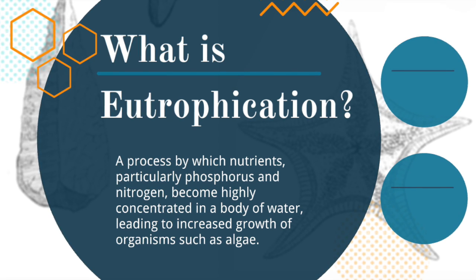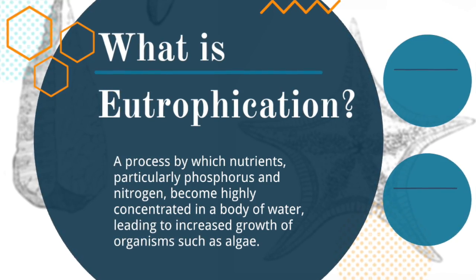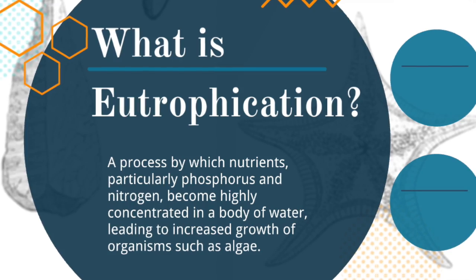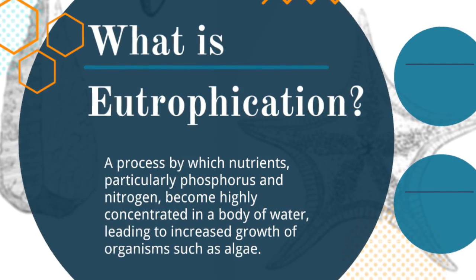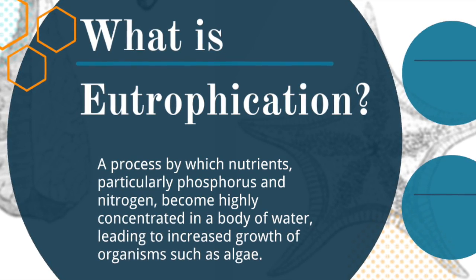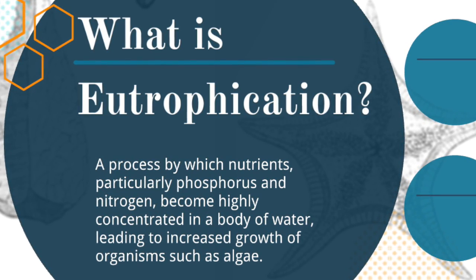Today I'm going to be explaining what is eutrophication. The clear definition of it is the process by which nutrients, particularly phosphorus and nitrogen, become highly concentrated in a body of water, leading to an increase of growth in organisms such as algae.